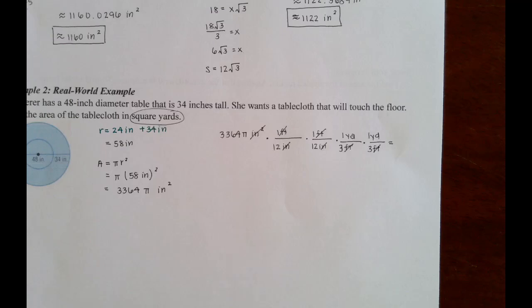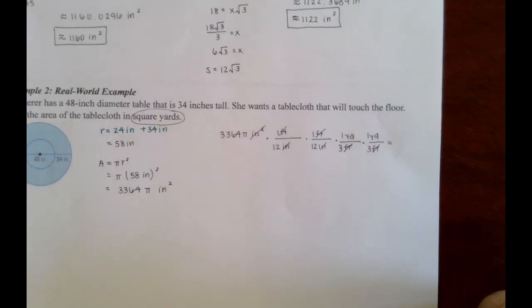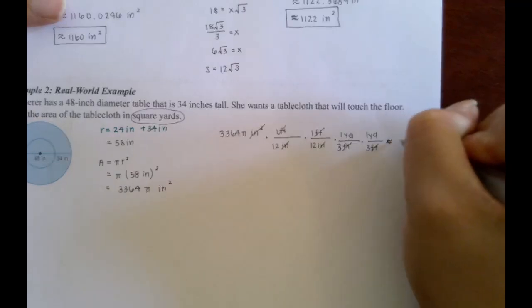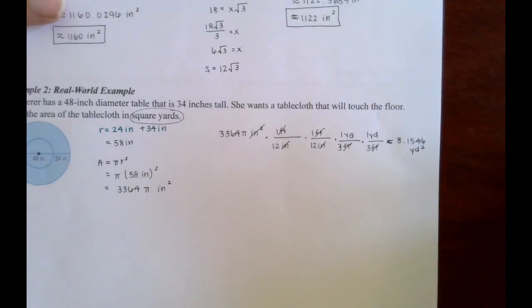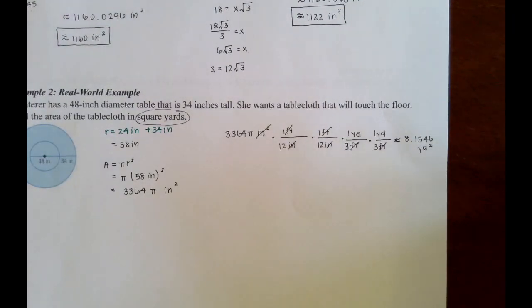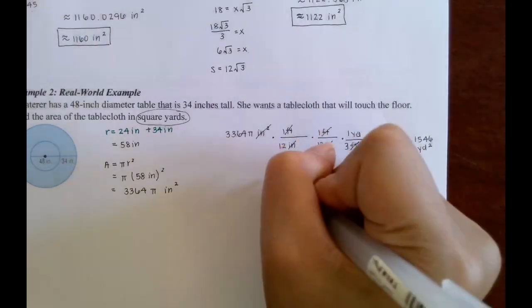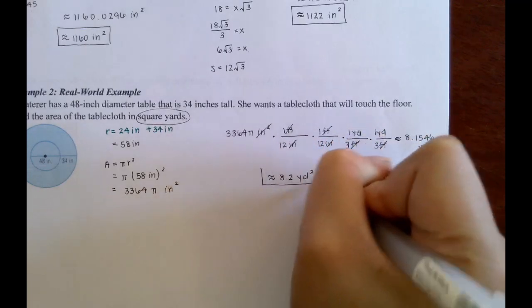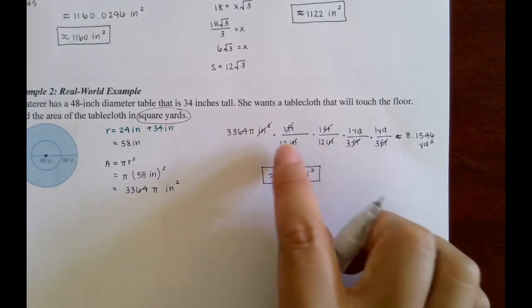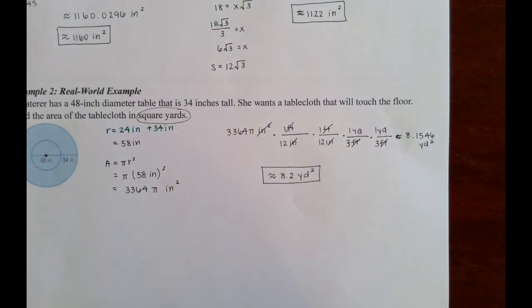So 3,364 divided by 12, divided by 12 again, divided by 3, divided by 3. And then I'm going to times my pi in. This gives me approximately 8.1546 yards squared now. And so then the book just rounded it to 2 decimal places, so approximately 8.2 square yards. So this is the dimensional analysis that we did in pre-algebra coming back into play.